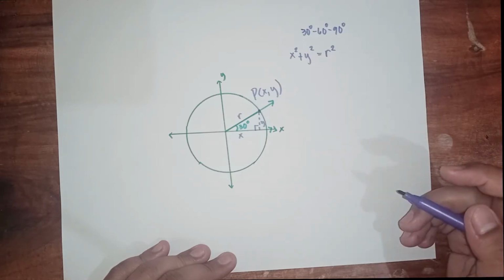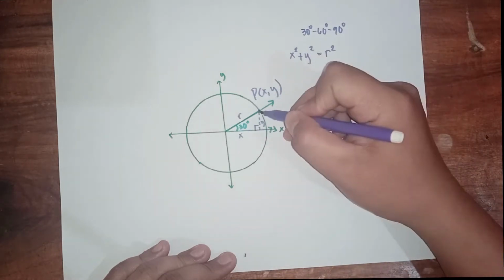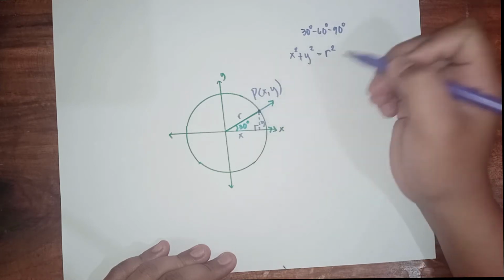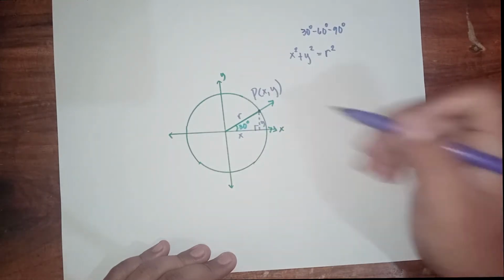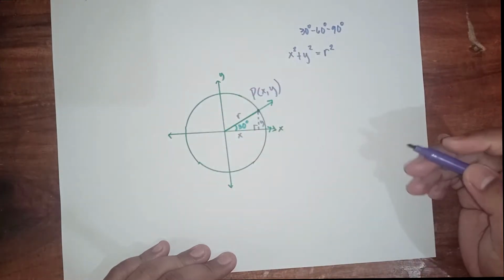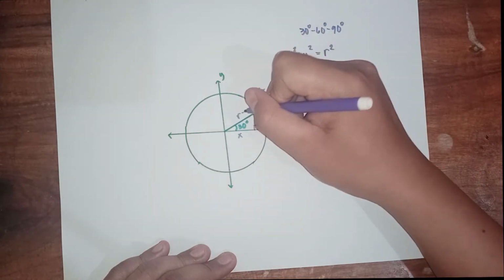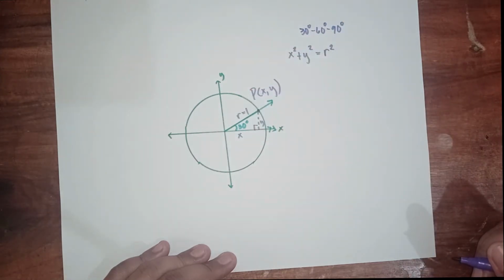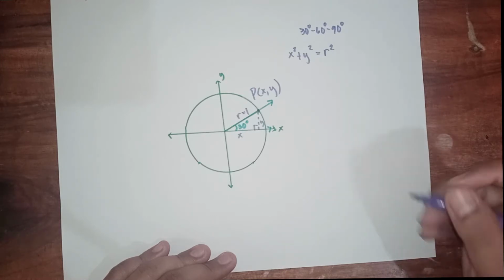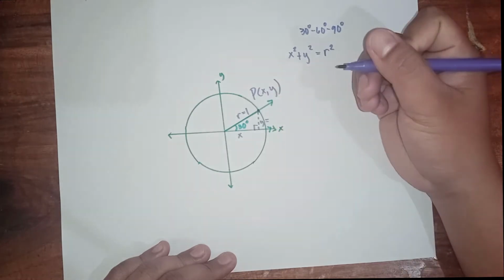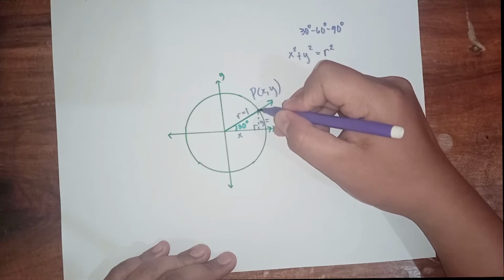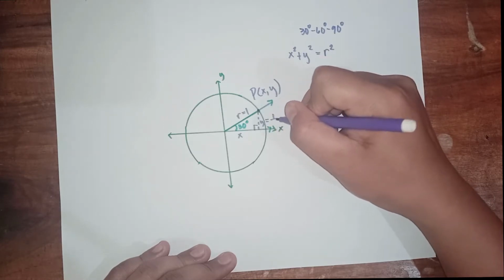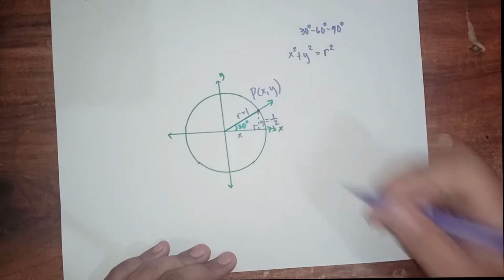Now, based on the theorem in geometry regarding the 30-60-90 triangle, the side opposite the 30 degree angle, which is the side y, is 1/2 of the length of the hypotenuse, the radius. Since we are dealing here with the unit circle, therefore the radius is equal to 1. Because alam naman natin mga boss that the radius of a unit circle is always equal to 1. So side y is 1/2 because 1/2 of 1 is 1/2.